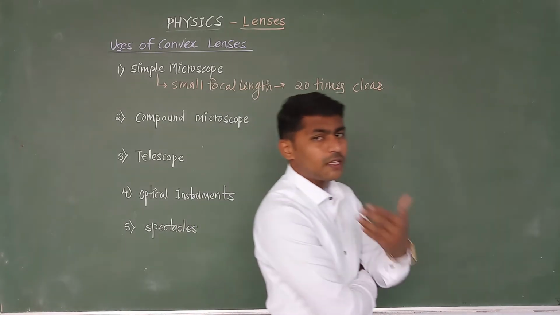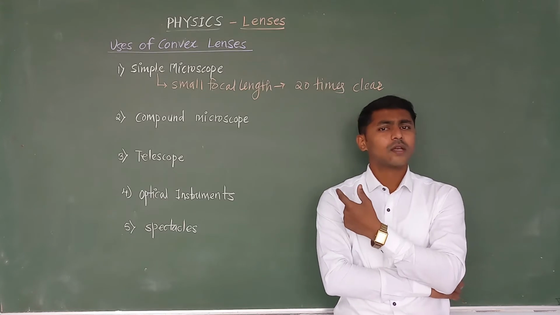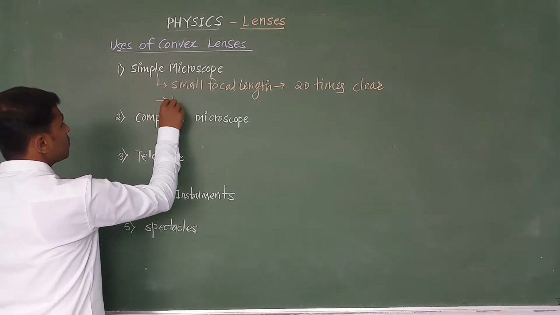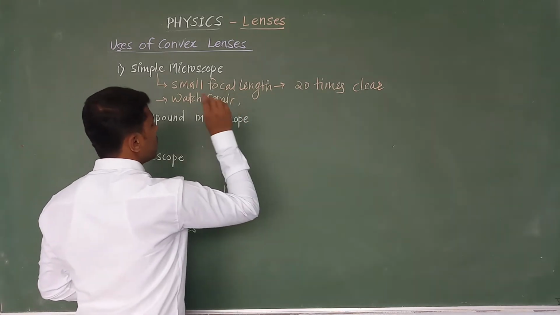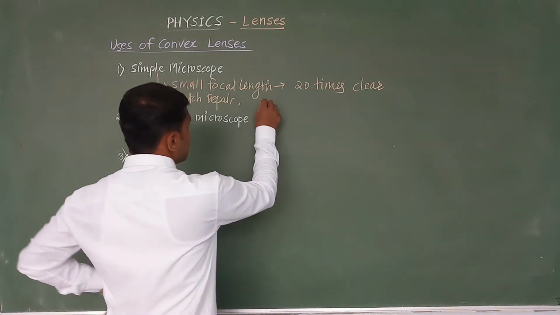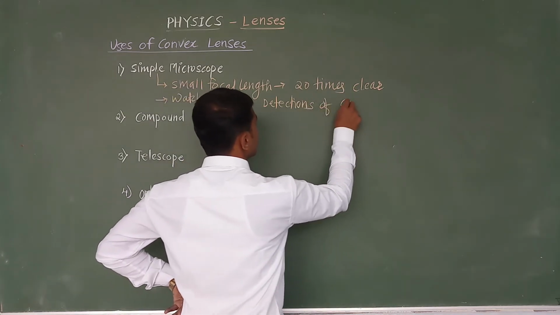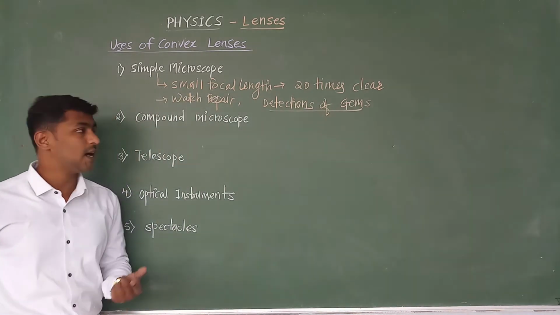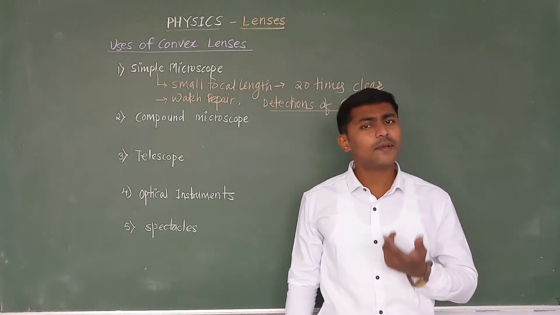The person who repairs the watch can use this convex lens in a simple microscope. It is for watch repair. Again, we can say it is used for detection of gems. These are the two uses where a simple microscope can be used.